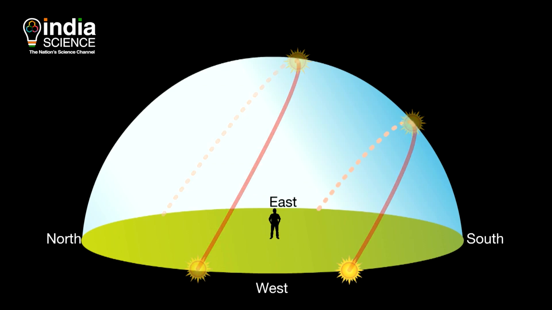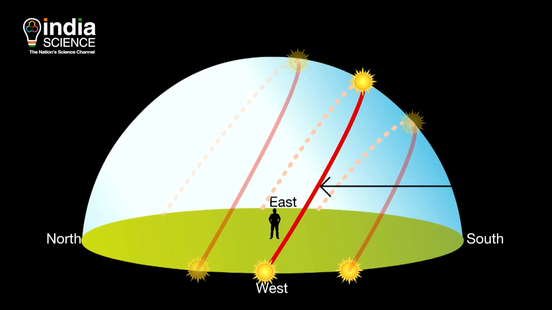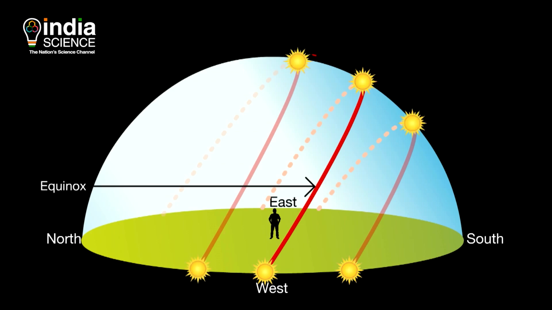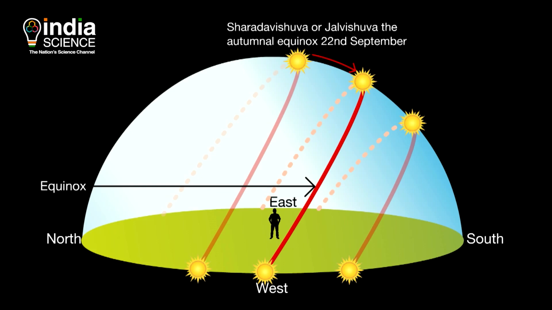Midway between these solstices, day and night become of equal duration everywhere on Earth, and the sun would rise exactly in the east. These were called Vishuva or equinoxes. They occur on 21st March, called Mahavishuva or the vernal equinox, and 22nd September, called Sharada Vishuva or Jala Vishuva, the autumnal equinox.